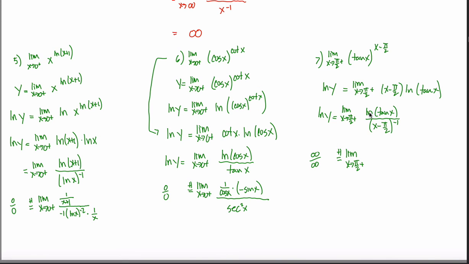Now I take some derivatives. First, let's take the derivative of the top. Got a chain rule here. The derivative of the natural log of x is 1 over x. So the derivative of the natural log of tangent of x is 1 over tangent of x times the derivative of tangent of x.